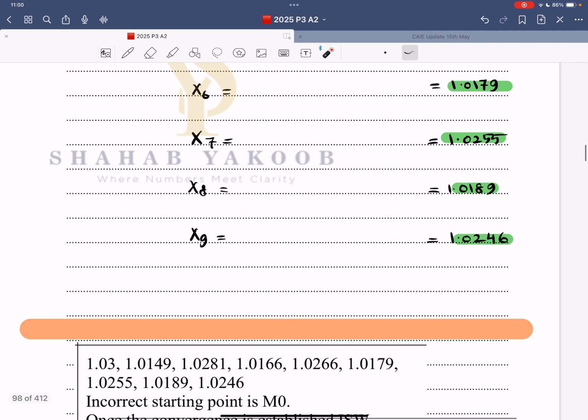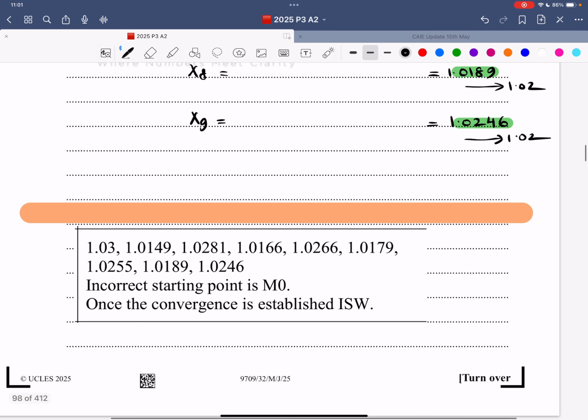Now look at the value, 1.0255, 1, 2, 3, 4 decimal places. Okay. And we want up till 2 dp. So this is 1.03. This is 1.02. This is 1.02. So therefore, this is rounding off to 1.02. This is rounding off to 1.02. Therefore, the final answer is 1.02. That is the final answer.